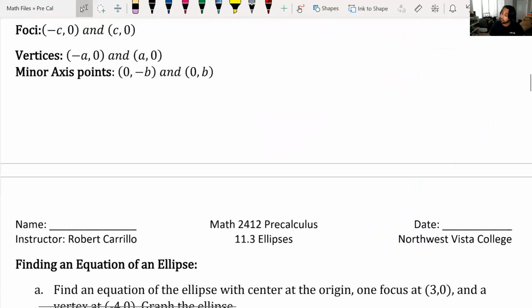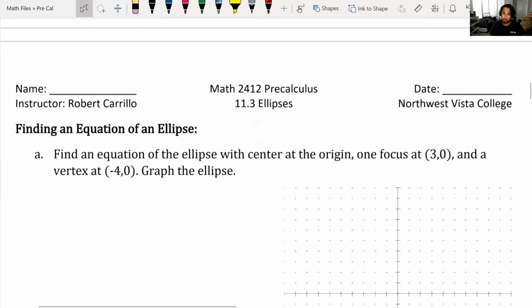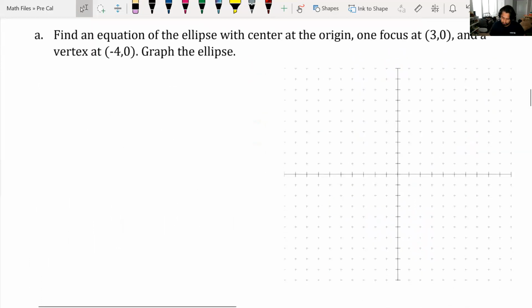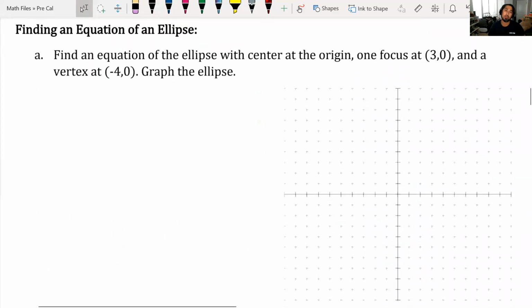So with that being said, let's try it out. We have: find the equation of the ellipse with the center at the origin, one focus at 3, 0, and a vertex at negative 4, 0. So the easiest way to find out your values A, B, and C is to plot it on the graph and find those values. So let's try that out.